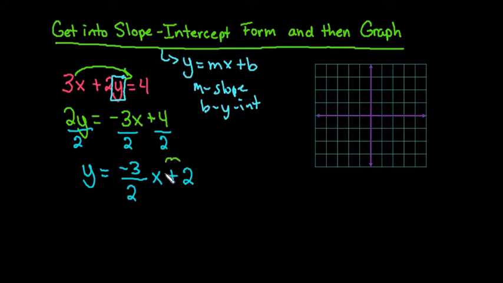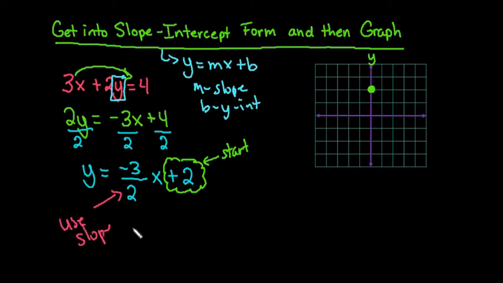Remember that we always start at our y-intercept. So this is where we start. And that's always going to go on the y-axis. So we're going to go to where y is 2, and that's going to be our starting point. We then are going to use the slope to find the next point.